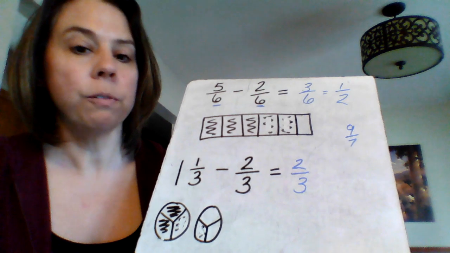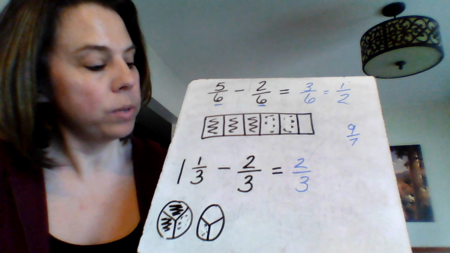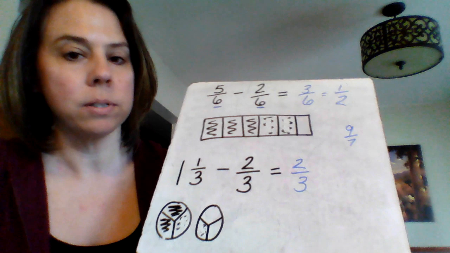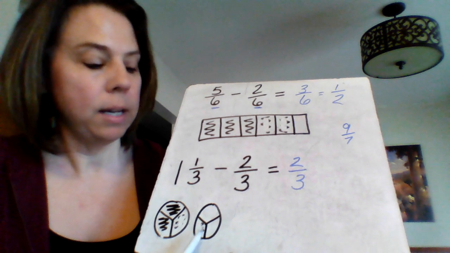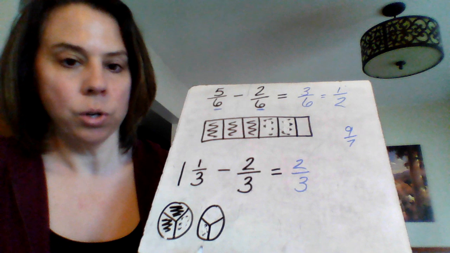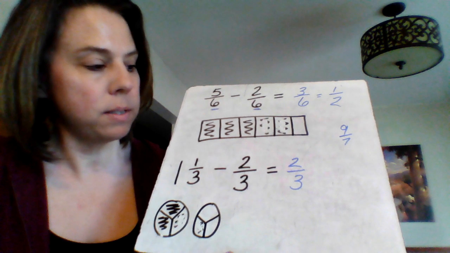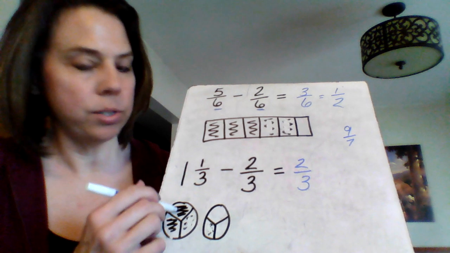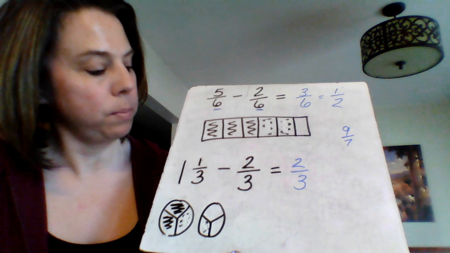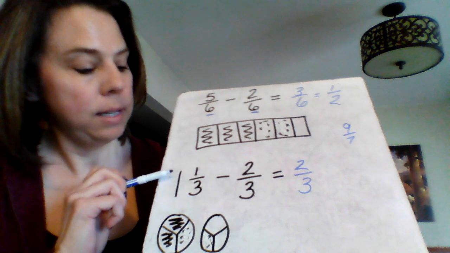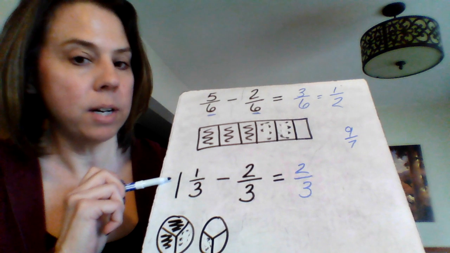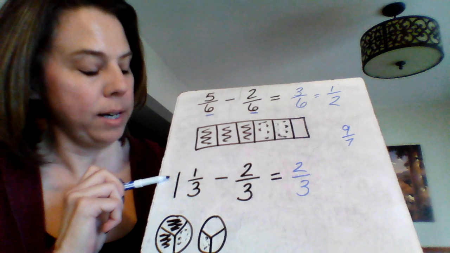And so in fourth grade, it really helps them to think about visuals, and so to draw out the pictures, and then to actually show taking 2 of the 3 pieces away, to help really understanding that there are 2/3 of the piece left. Another way you could approach this is changing this mixed fraction into an improper fraction.